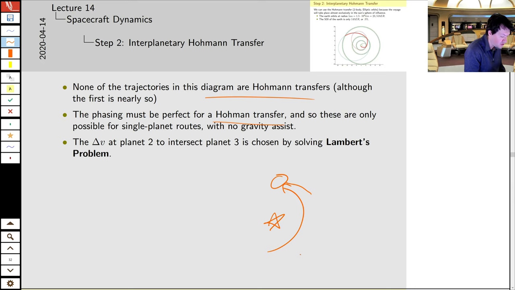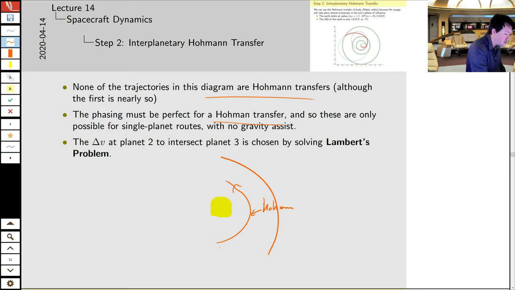Oops, that's a terrible plot. Sorry about that. I can do better. I will do better. Let's say we're going to Mars. So here's Earth, here's your Hohmann. And when you arrive at the end of your Hohmann, you need to make sure that Mars is there when you arrive. So these are supposed to be the same point.